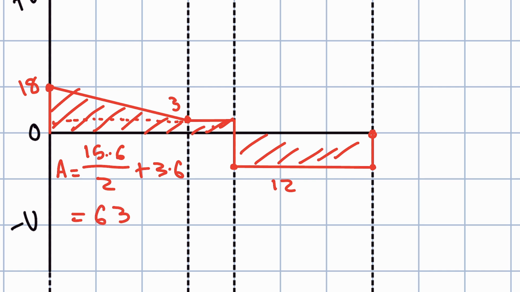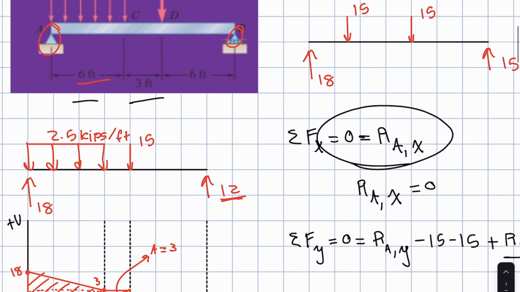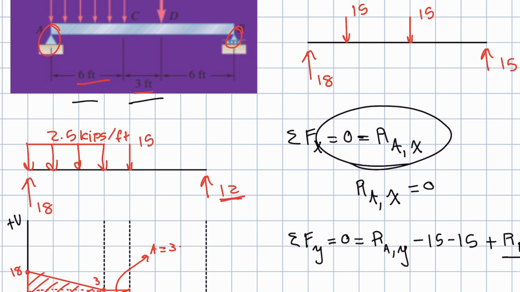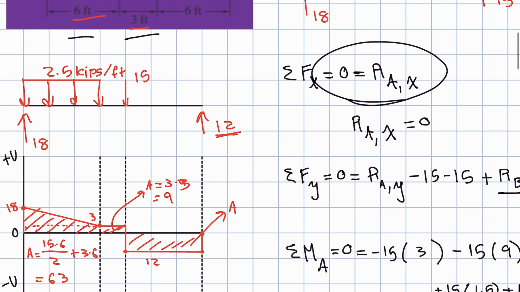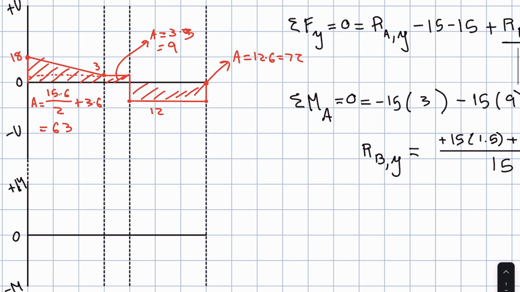And then this area right here is going to be 3 times the width, which is also 3, and so it comes out to 9. And then this one should be a little bit easier. It's going to be 12 times 6, which comes out to 72. And so good. Now we can go down to our moment diagram and we can start drawing it.